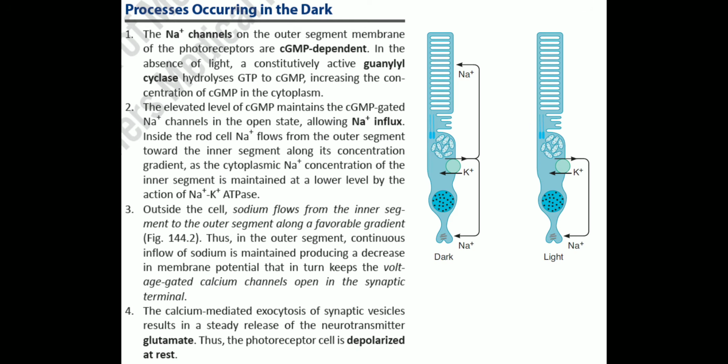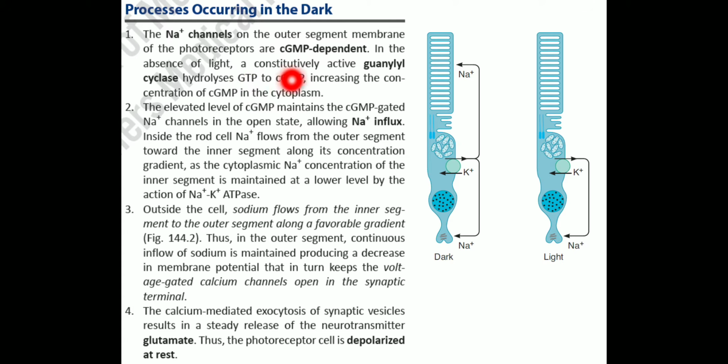Here I am discussing the processes which occur in the dark. This is basically your rod cells. What happens here is that the sodium channels on the outer segment of the membrane of the photoreceptors are cyclic GMP dependent. Here you can see the sodium channels, which are cyclic GMP dependent.